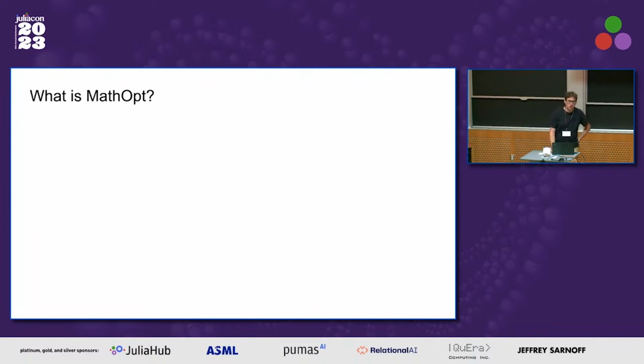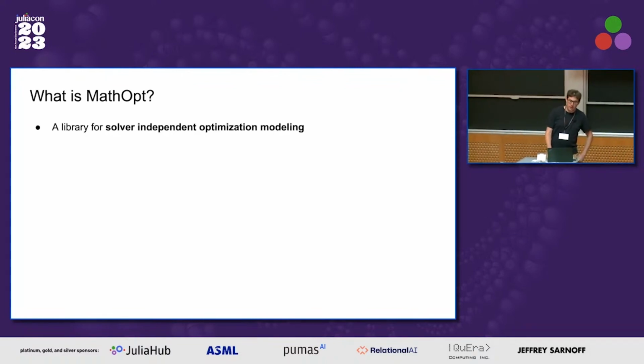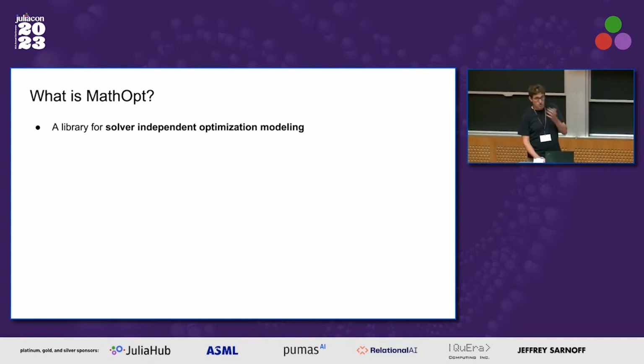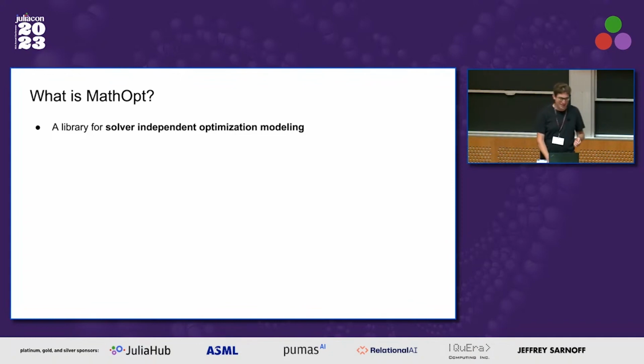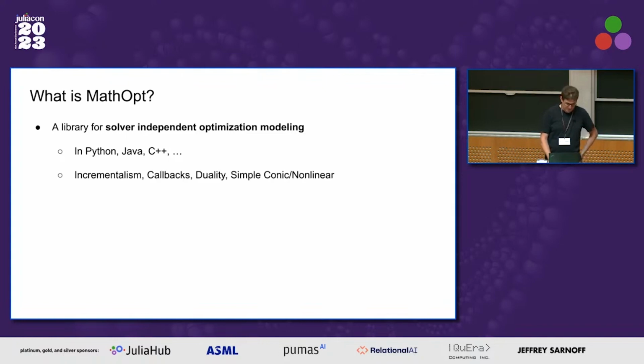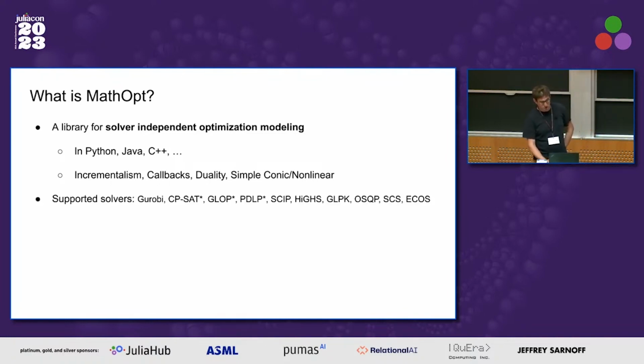Okay, so what is MathOpt? It's a library for solver-independent optimization modeling, and for this community, I don't need to sell the idea that you might want to do solver-independent modeling. That's what JuMP does. You can access it from Python, Java, and C++, and there will be more languages to come. We try to support a wide range of features that solvers have: incrementalism, callbacks, duality, and some simple conic and nonlinear constraints.